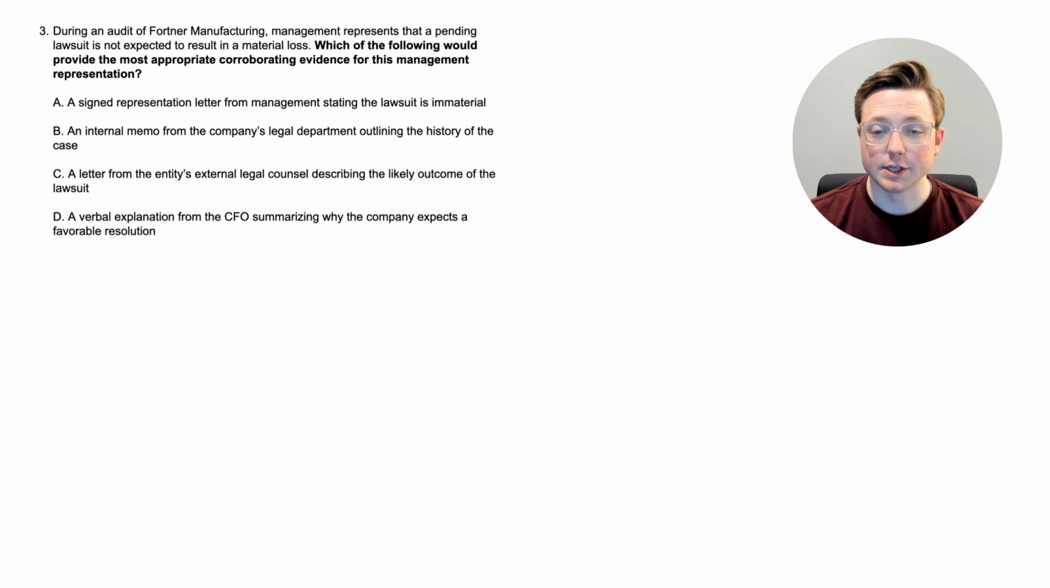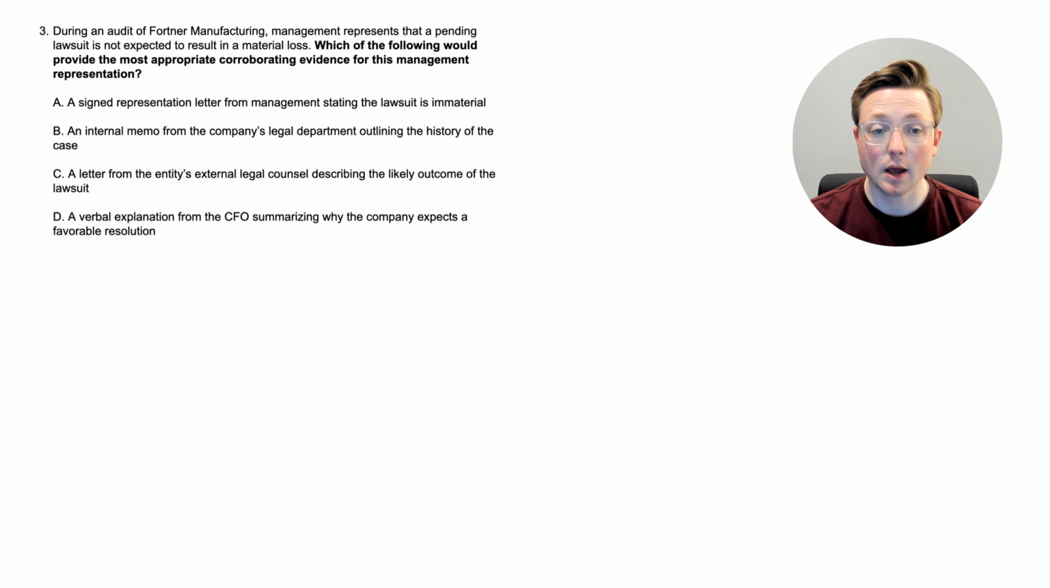All right, here we are at question 3. Which of the following would provide the most appropriate corroborating evidence for this management representation? Let's go up to the top. During an audit of Fortner Manufacturing, management represents that a pending lawsuit is not expected to result in a material loss. Which of the following, again, would provide the most appropriate corroborating evidence for this management representation?